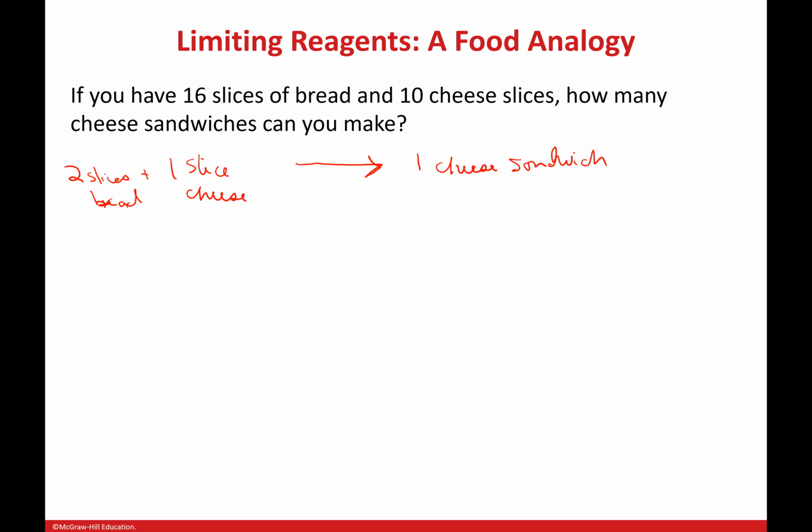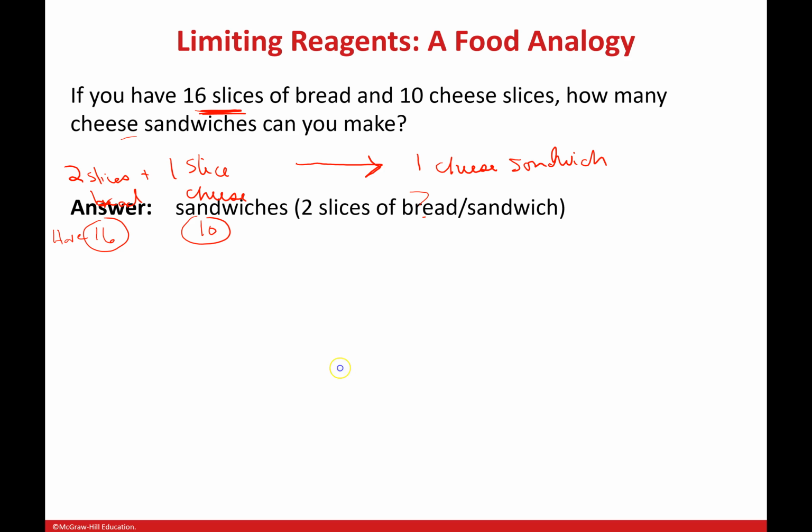So, underneath that, we have what I call the HAVE information. What we have is actually 16 slices of bread and 10 slices of cheese. So the question is, how many sandwiches can we make? We can only make 8. That's right. Answer, you can only make 8 sandwiches.